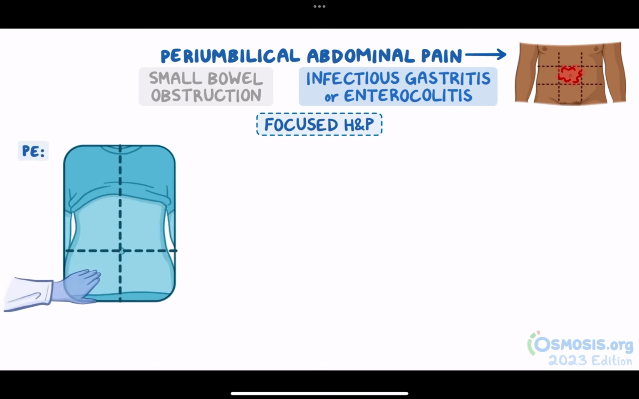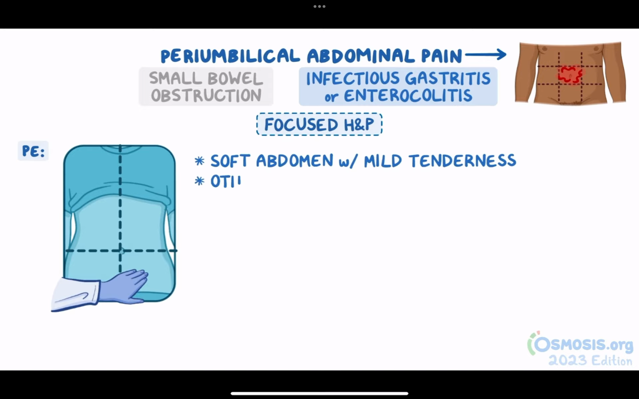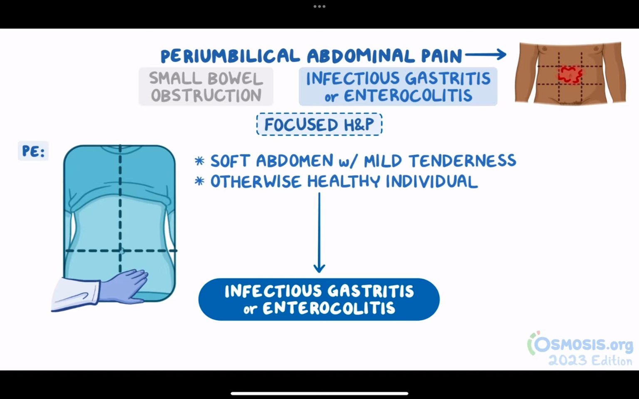On physical exam, you can expect to find a soft abdomen with mild tenderness on an otherwise healthy-looking individual. If you see these findings in combination, you can diagnose infectious gastritis or enterocolitis. Remember, this is a clinical diagnosis and often does not warrant additional diagnostic tests.